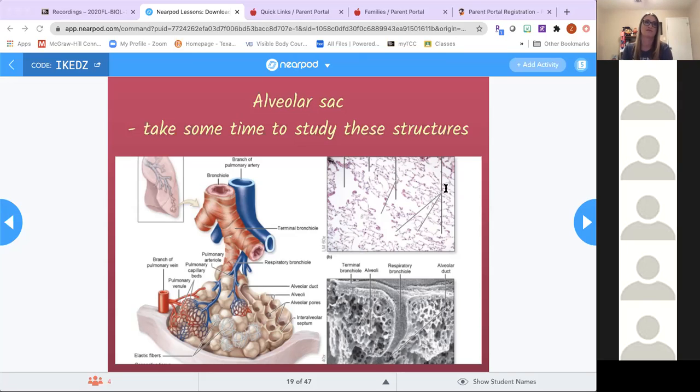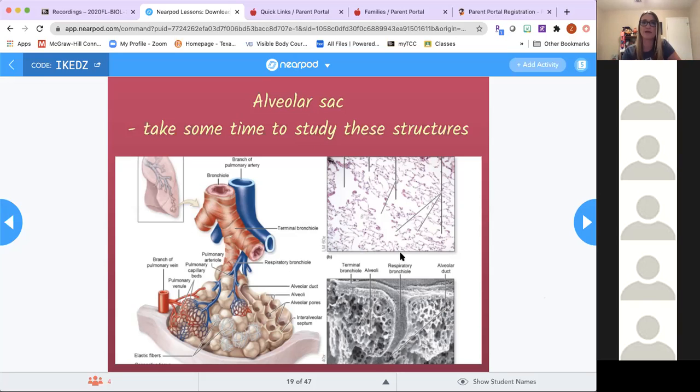Yes. So the question was, is that connective tissue at the bottom? Yeah, I don't know if it's actually labeled as that, but yes, everything is kind of supported with connective tissue around it.